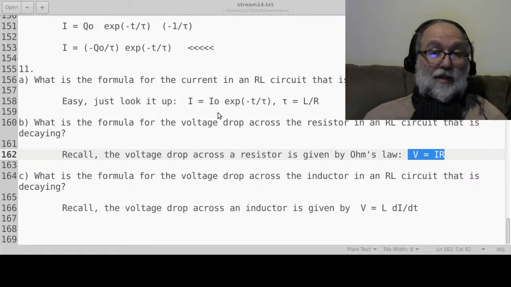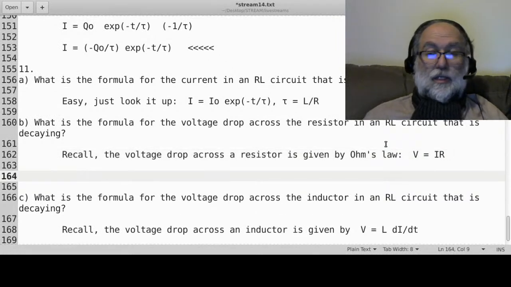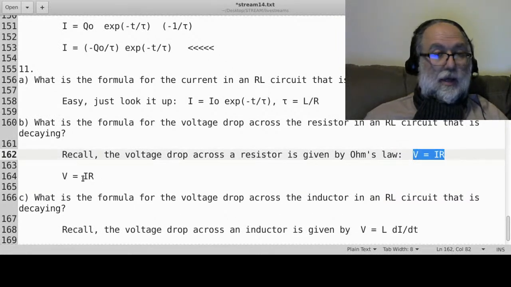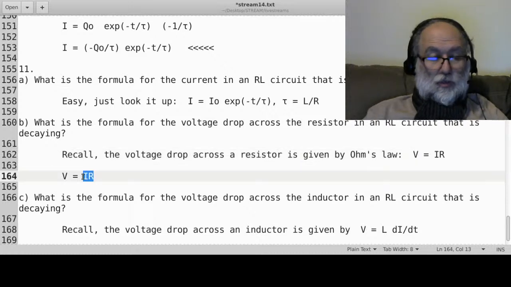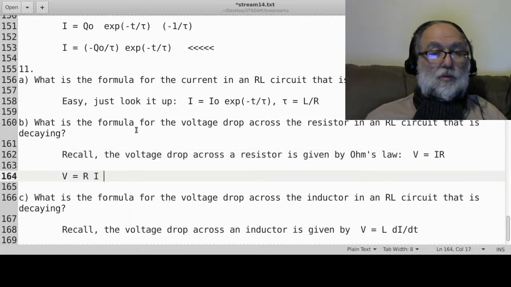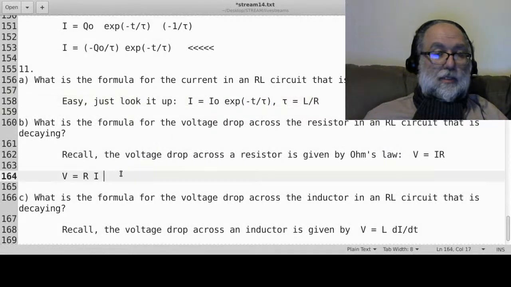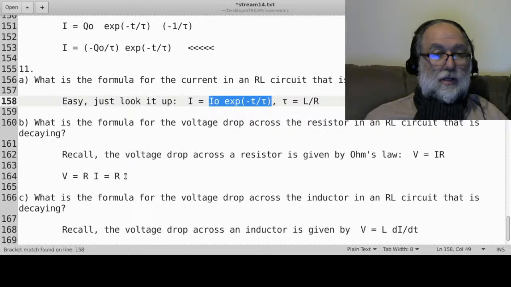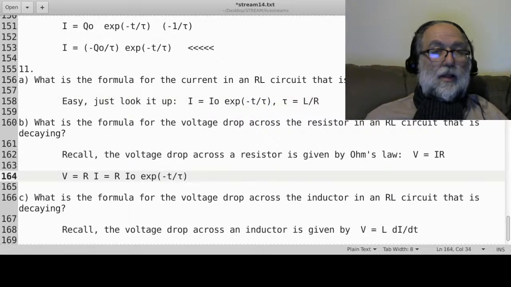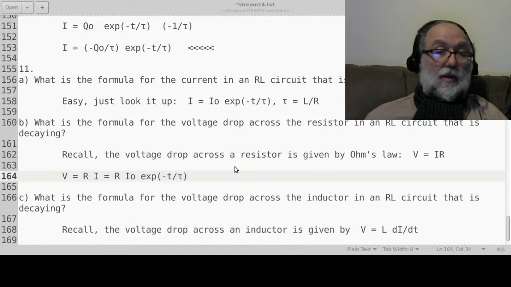Okay, now I wanted a formula for that, like a time varying formula. All you need to do is take this, and actually turn it around. Usually we write IR, but we'll turn it around like that, okay? And now what's I? Well, I is given by this expression right there, you see? And so we can say that that's just going to equal R times this, like that, okay? And you could say that's the answer right there. All right, that was really easy, okay?